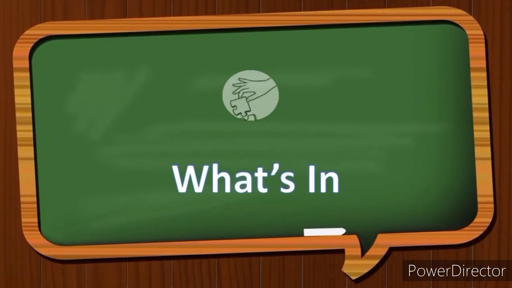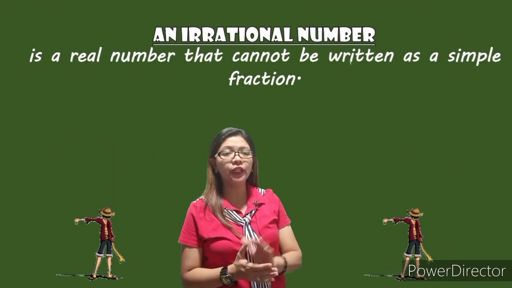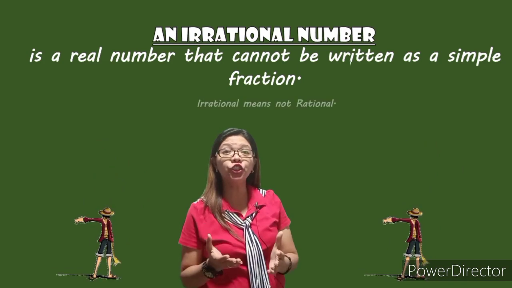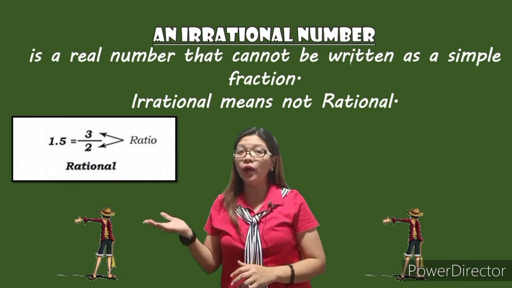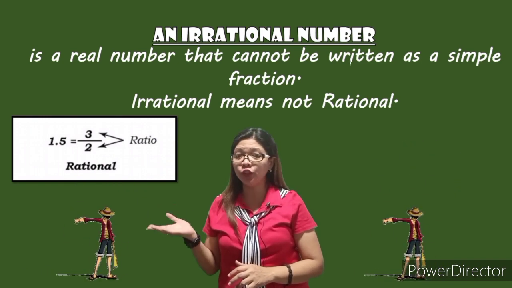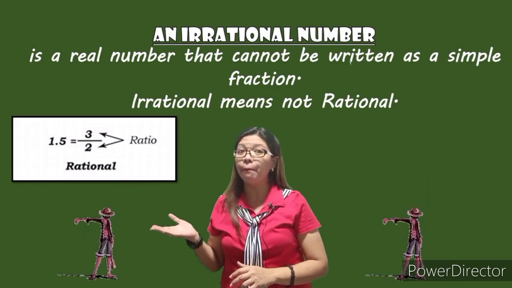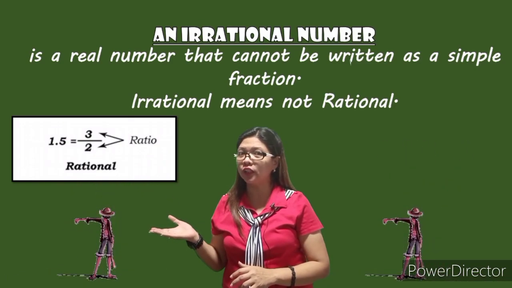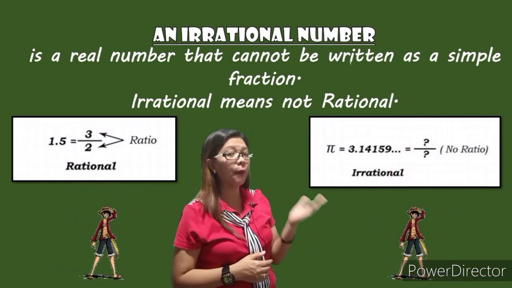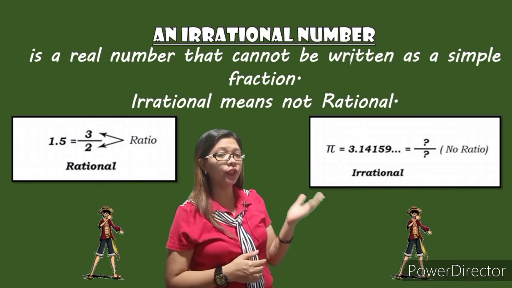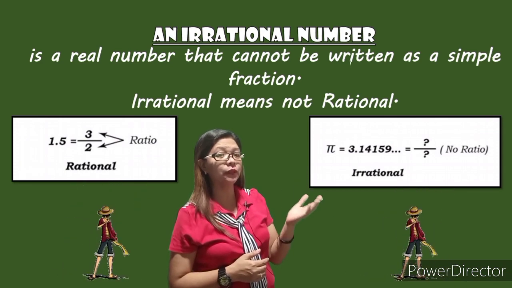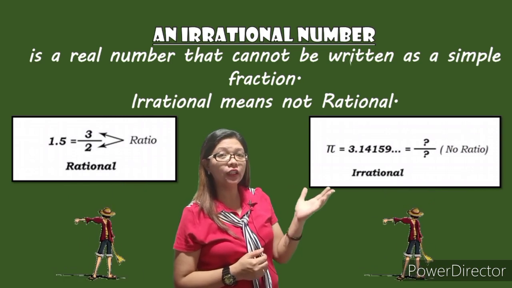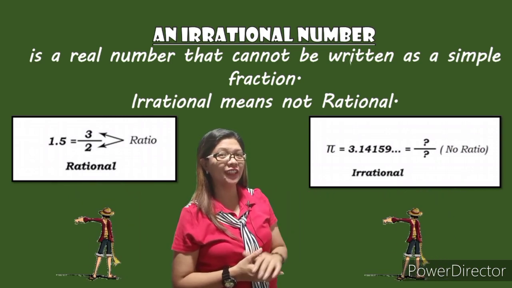What's in? An irrational number is a real number that cannot be written as a simple fraction. Irrational means not rational. In our given example, 1.5 is equal to 3/2. We have here a ratio, meaning this is rational. In our second example, we have pi with a value of 3.14159 and so on, or non-terminating decimal. That is not a ratio, that is irrational.